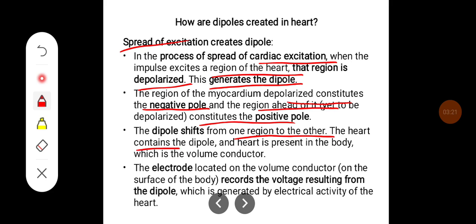The heart contains the dipole, and the heart is present in the body, which is a good volume conductor. The electrode located on the volume conductor on the surface of the body records the voltage resulting from the dipole, which is generated by electrical activities of the heart.